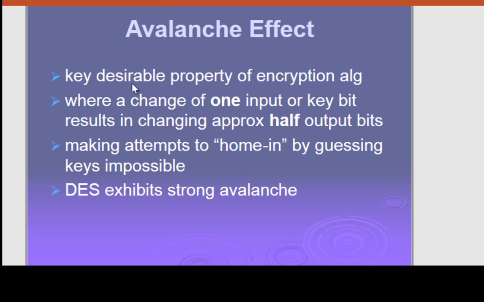The avalanche effect is that a change in one input or key bit results in a change in approximately half of the output bits. If you change just one input bit in the plain text or in the key, after processing through the algorithm, half of the output bits should change. If it does that, then you can say it is the avalanche effect.